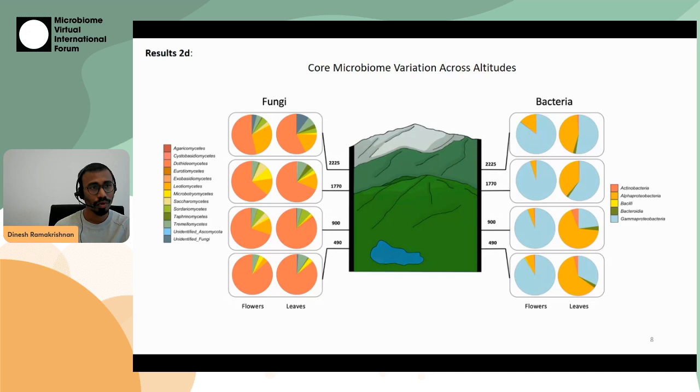Further, to understand the core microbiome variations across altitude, we subset the average altitudes from 400 to 2000 meters. For the core microbial classes, for instance in fungal communities, we can clearly see the class Dothideomycetes decreasing while Leotiomycetes increase with altitude. Also, on the bacterial side, Gammaproteobacteria consistently dominated in flowers, while Alphaproteobacteria were prevalent on the leaves.